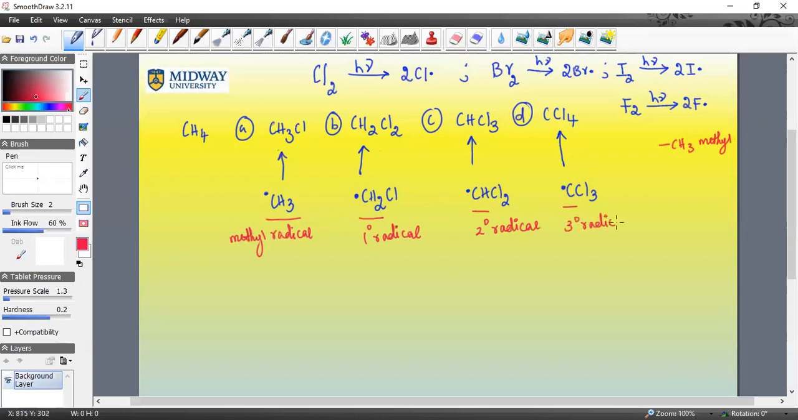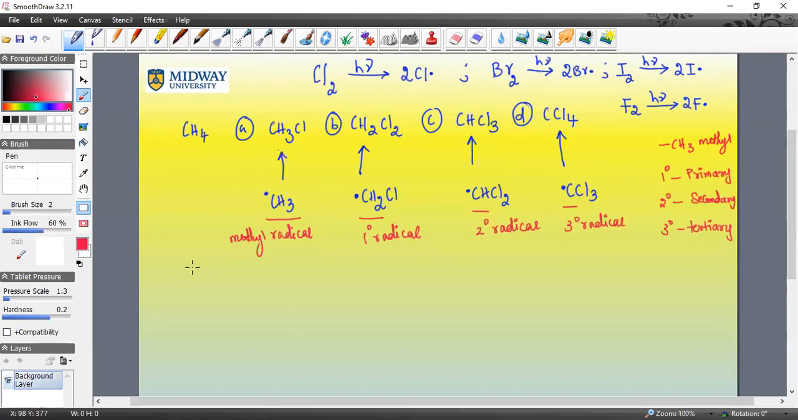I'm just going to write what the 1 degree means. 1 degree means primary, 2 degree means secondary, and 3 degree means tertiary. Do not confuse 3 for 4. There's 4 bonds, that's why it's tertiary. It's not because it's 3, it should have been trinary or something. No, I don't think chemistry works that way. So it's important you remember this.